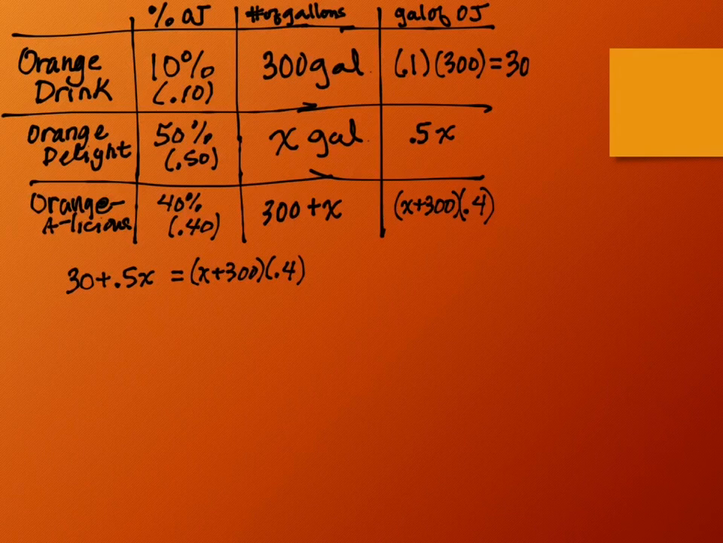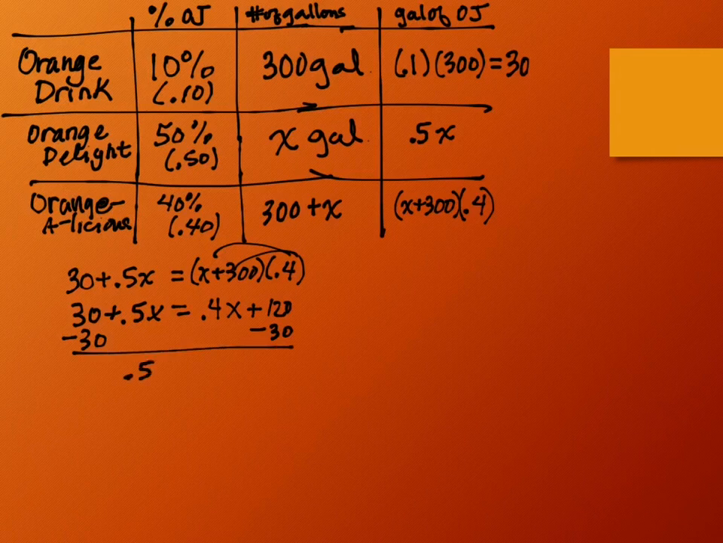Certainly can. There's only one variable, right? So we can do that. On the left-hand side, I can't simplify anything, but on the right-hand side, what can I do? Distribute. So I'm going to get 0.4x plus, what's 300 times 0.4? 120. And then what? Okay, so you want to subtract the 30 like this. All right, so what's 120 minus 30? 90. So this is 0.5x equals 0.4x plus 90.